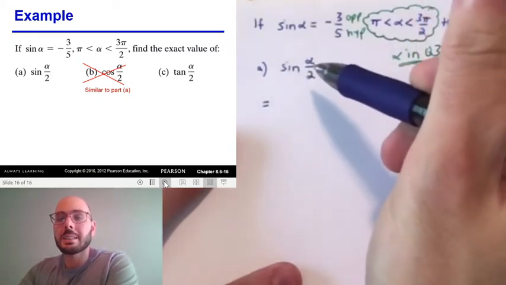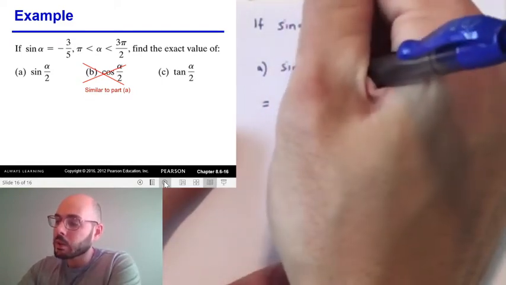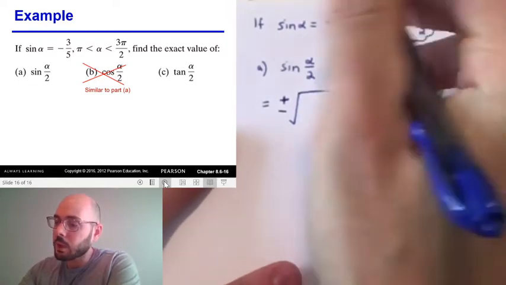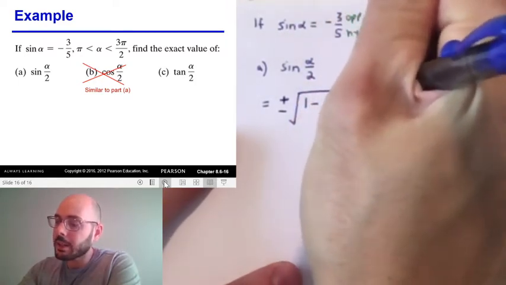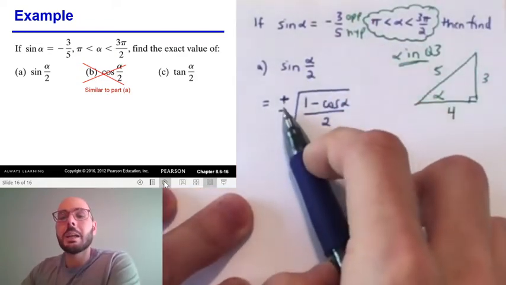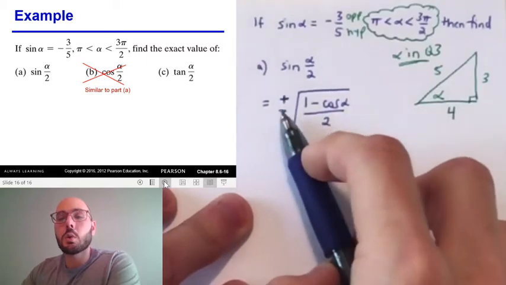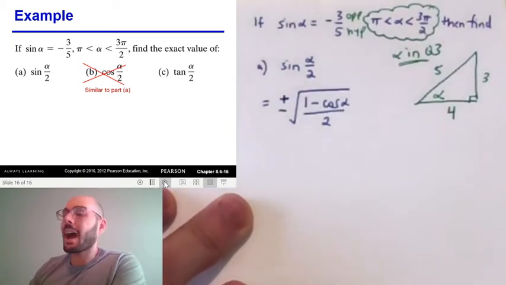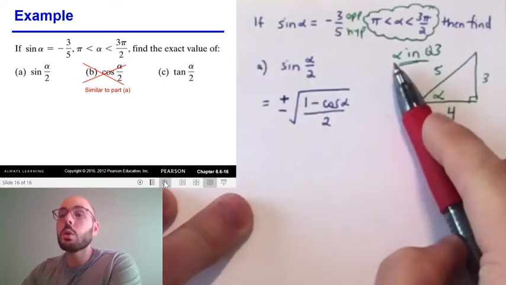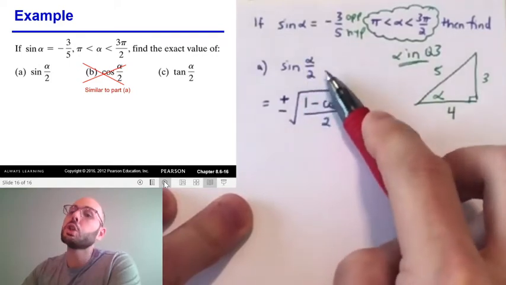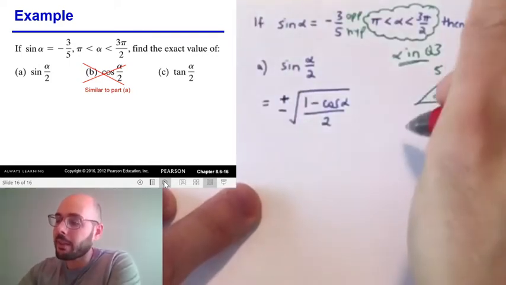So part A asks us sine of alpha over 2. So I'm going to write down the formula. It is plus or minus the square root of 1 minus cosine alpha over 2. So what I'm going to decide right away is if this answer is going to be positive or negative. And that's determined by the quadrant that alpha over 2 is in. So that's important. We only know which quadrant alpha is in, but we don't know what quadrant alpha over 2 is in. So I'll show you how we can find that over here.